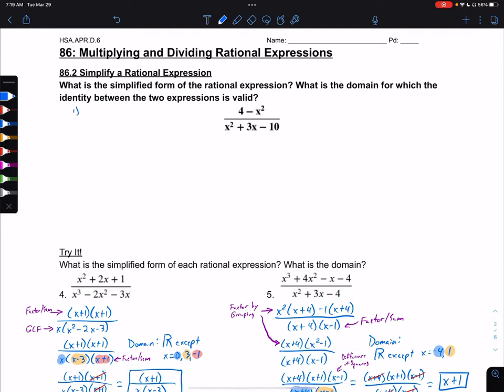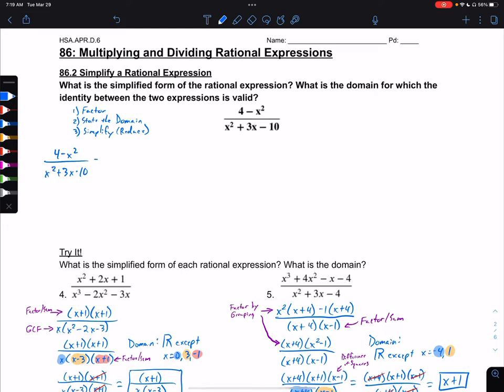So step 1 will be to factor. Step 2 is going to be to state the domain. And step 3 will be to simplify or reduce, however you want to look at it. Okay, so let's get started. I'm going to rewrite the problem as 4 minus x squared over x squared plus 3x minus 10.